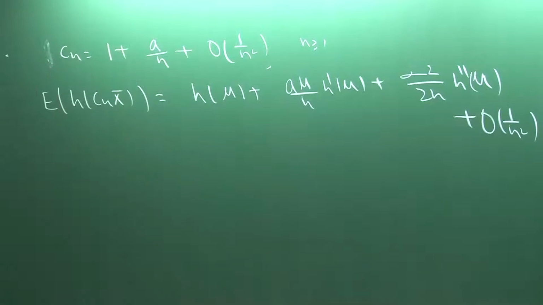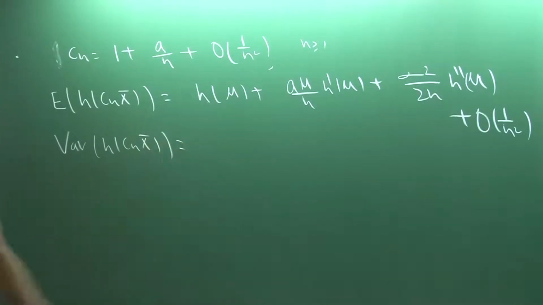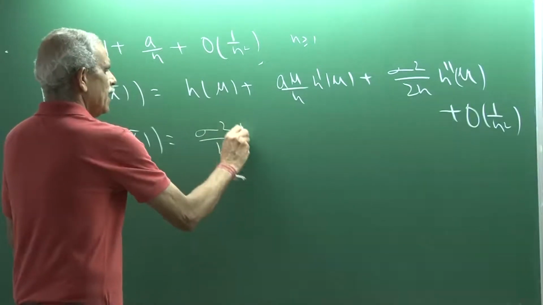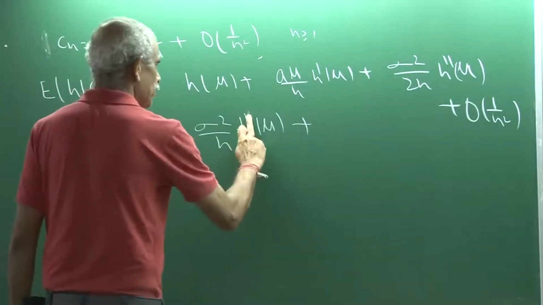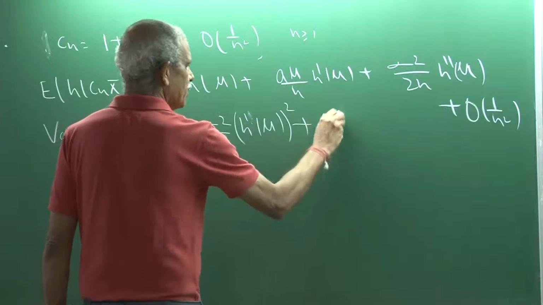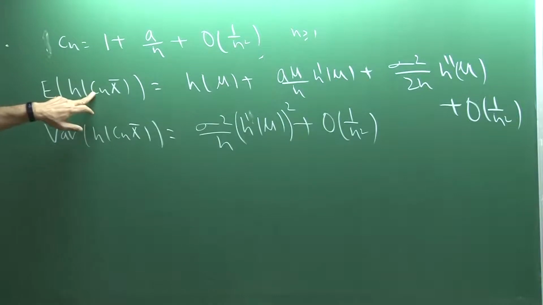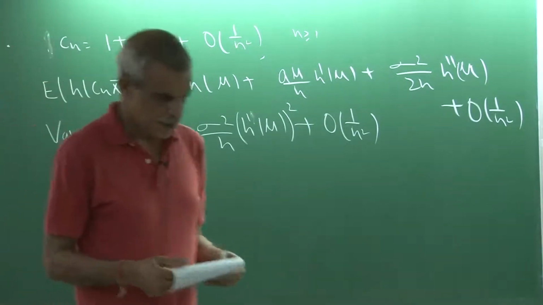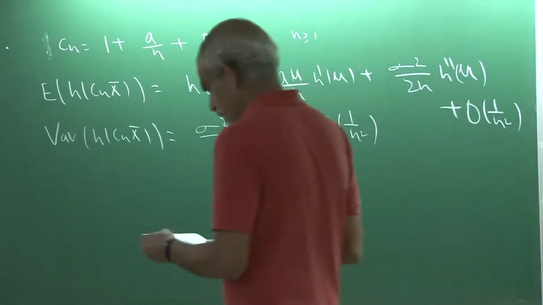And then we also saw that the variance of h of Cn x bar is the same as sigma square by n h prime mu whole square plus little o 1 upon n square. So this we saw last time. Of course, if Cn you can take as the sequence 1, that means a is 0, I can get the expression for the expectation and variance of h of x bar. So let's try to do one example based on it and see how this result is going to be useful.